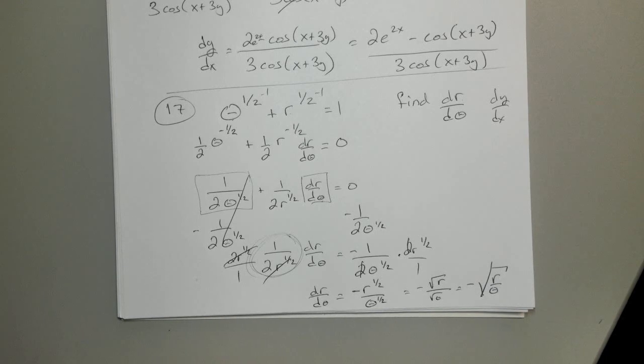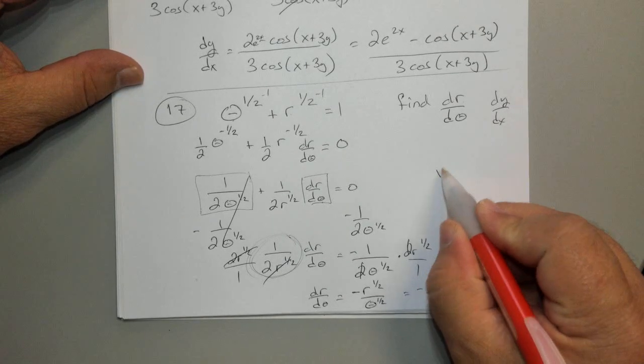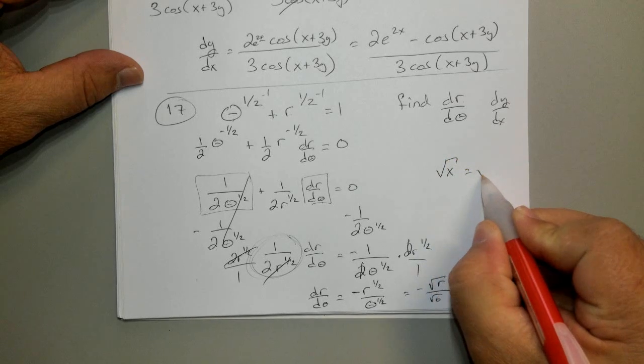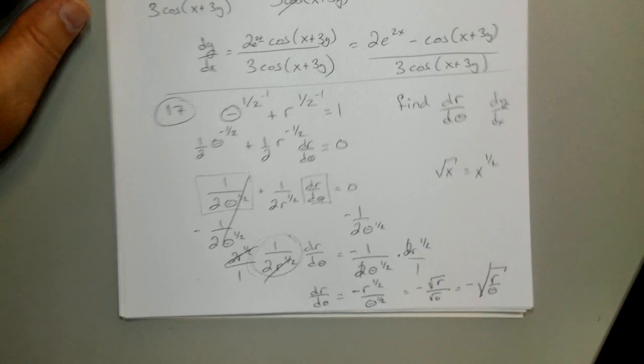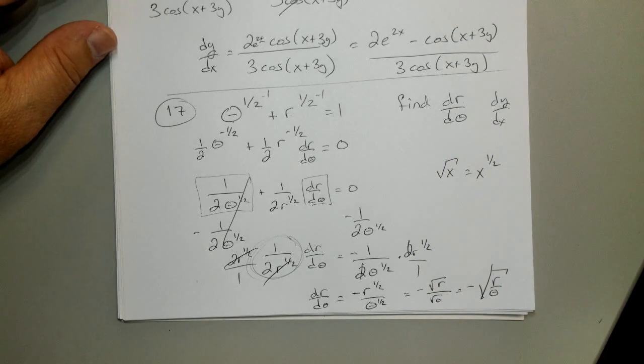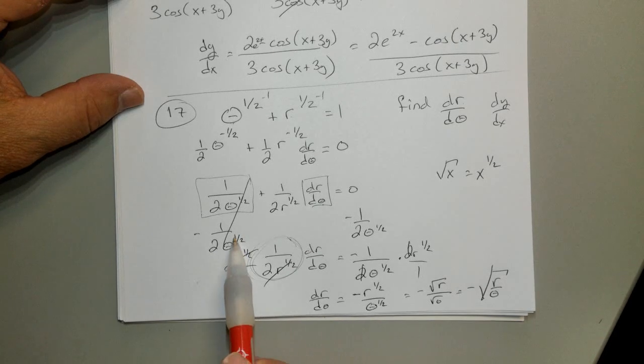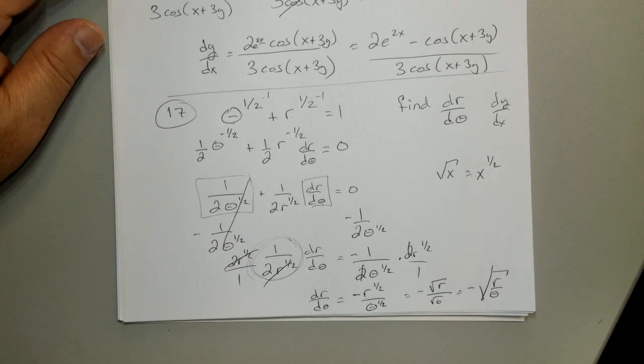Yeah, a lot of people staring. What are y'all staring at? Yeah, remember, the square root of x is the same thing as x to the power 1/2. Since these are 1/2 powers, that means they're radicals.